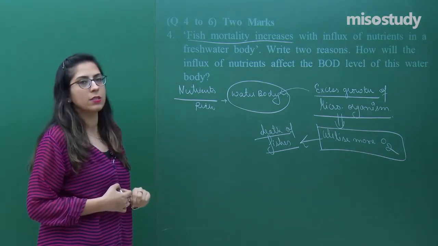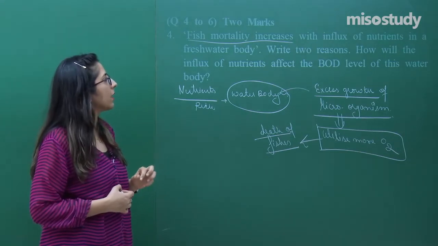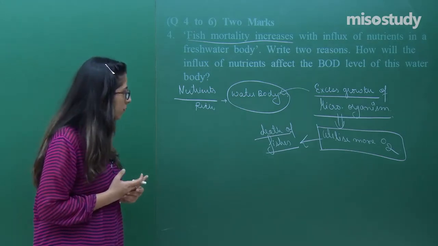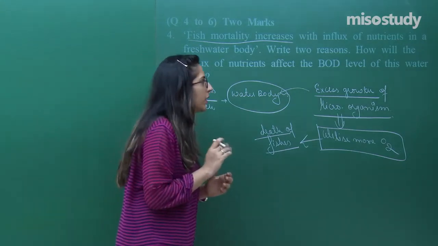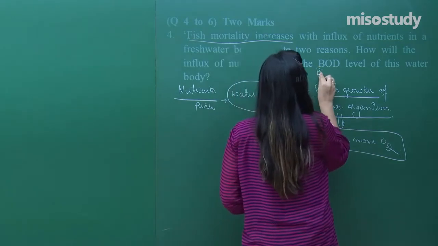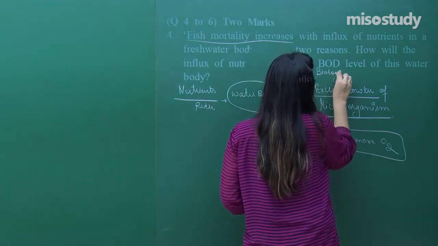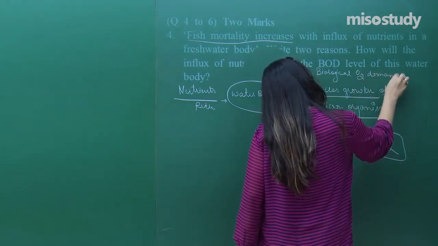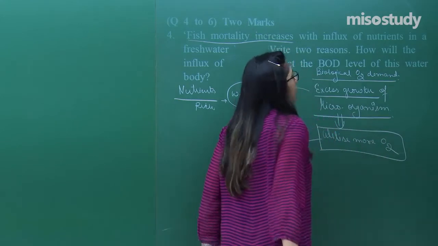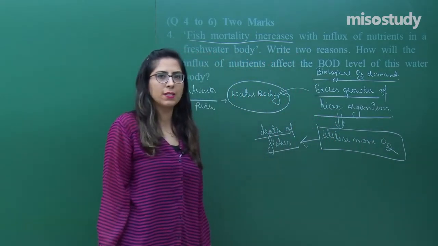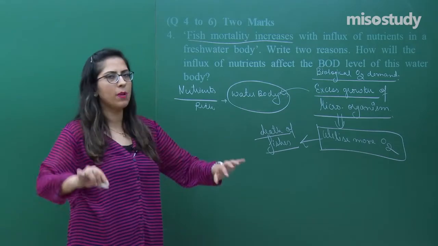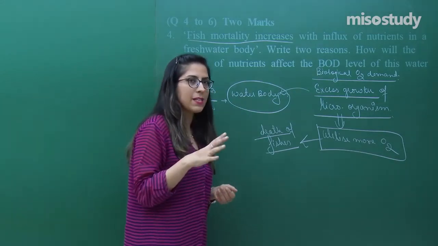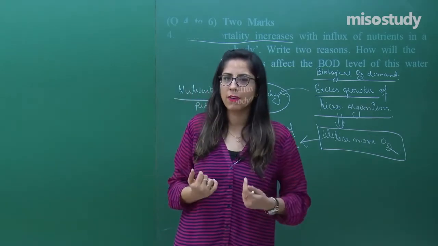Death of fishes. And the next part they are asking, how will the influx of nutrient affect the BOD level of this water body? Now BOD is what? That is biological oxygen demand. Suppose a situation in a pond where the BOD level is normal. That is, the biological oxygen demand is normal. That's why the fishes are surviving.